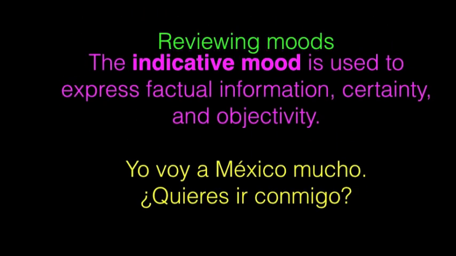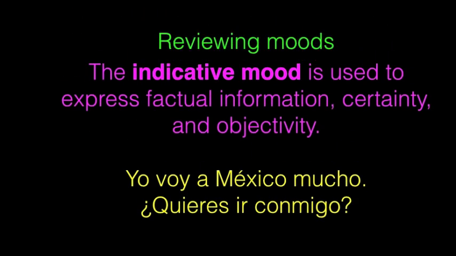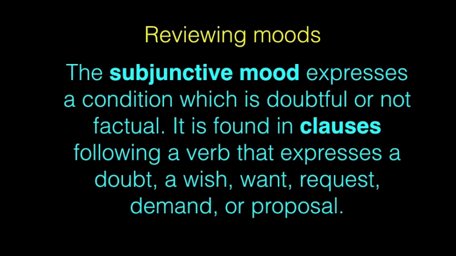The two moods that we learned, the first one being the indicative mood. Way back when you first started learning the present tense, it was really the present indicative because you were expressing something real, factual information, like Yo voy a México mucho. I go to Mexico a lot. You can also ask a question about something real. ¿Quieres ir conmigo? Do you want to go with me? The indicative mood, the mood of what is, as opposed to the subjunctive, the mood of what may be, which expresses a condition which is doubtful or not factual.